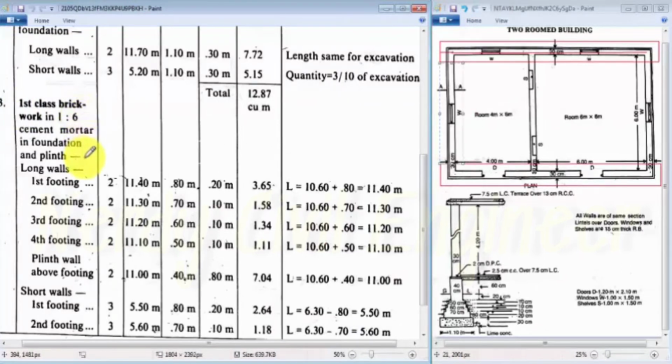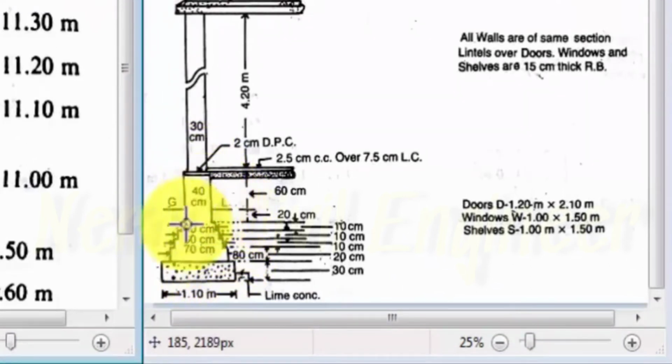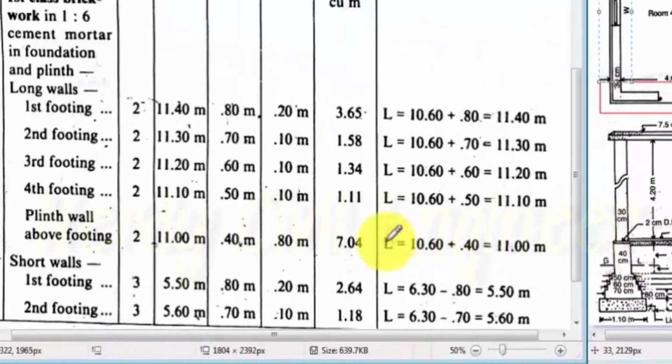The next particular is the concreting foundation for long wall and short wall. For the concreting foundation, we only consider the breadth of the concrete part and the height of that part only, that is 30 centimeter, 0.30. Otherwise, everything is the same as for the earthwork in excavation. Now as we are talking about the third particular, that is the first class brickwork, we can clearly see there are 4 footings in this cross section, 4 footings and a plinth.